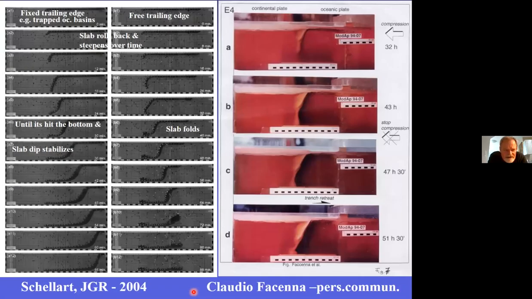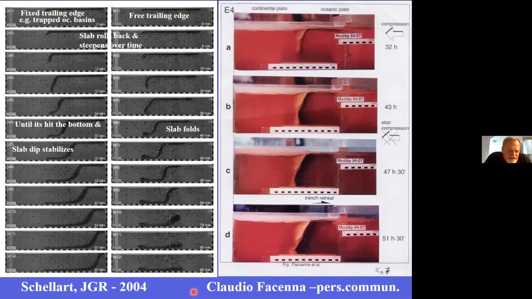And this is another very interesting figure on the left. This is another from Wouter Schellart. It's in the Journal of Geophysical Research, where he did a scaled experiment. The mantle here is done as a kind of syrup, with a stiff plate going down. And on the right, there's an experiment which a friend of mine, Claudio Faccenna, showed me in his lab. And there are some interesting things coming out of it.